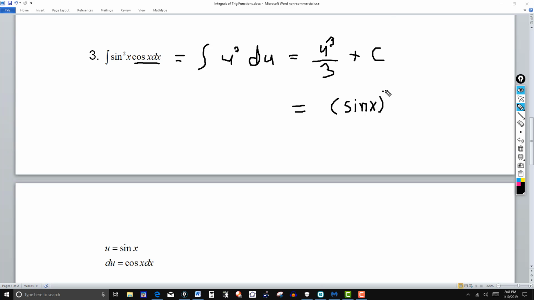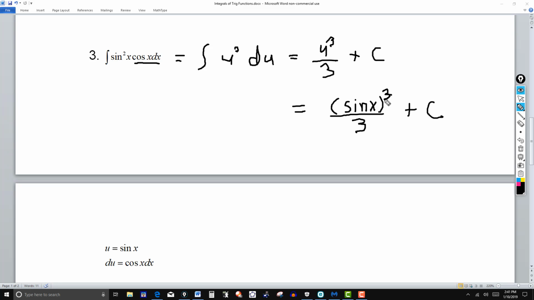You don't want to put it on the x, okay? Because that's not the same thing, okay? And then this is divided by 3 plus, and this is the 3 here also. Okay, so it's sine x to the third over 3.